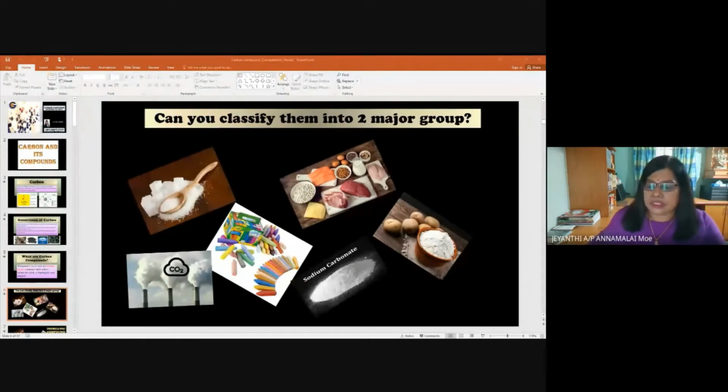This is not classification. In classification, all 6 pictures must be in a group. Sarah only says 3, the other 3 she left out, so it cannot be considered. Yihan says organic compound: protein, starch, sugar; inorganic compound: chalk, carbon dioxide. Okay, very good. Well done. So which is true?